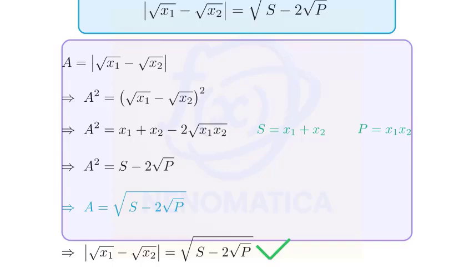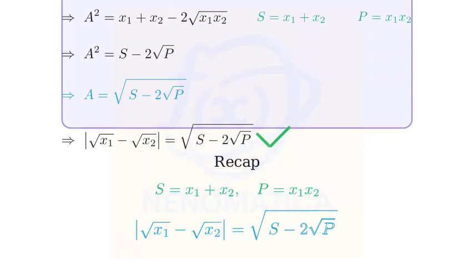Summary. We defined A as the absolute difference of the square roots. Squaring and expanding produced x1 plus x2 minus 2 times the square root of their product. Recognizing S and P as the symmetric sum and product led directly to A squared equals S minus 2 times the square root of P. Taking the positive square root, since A is non-negative, completes the proof.